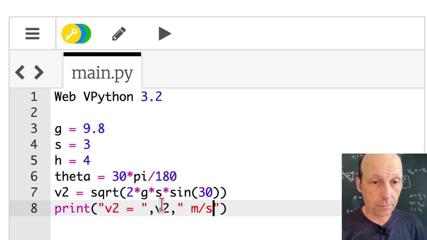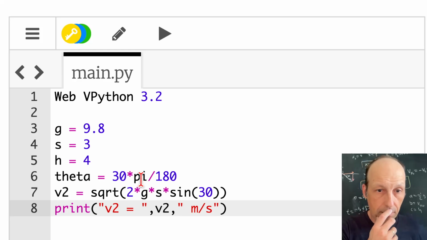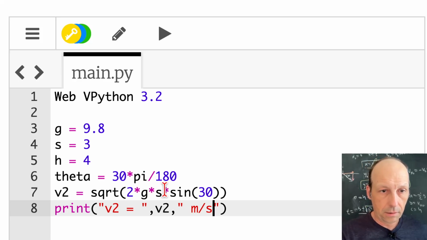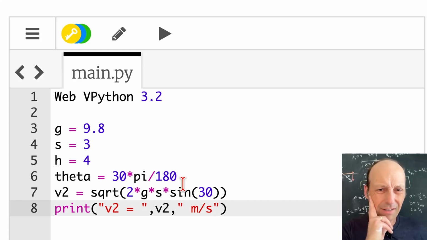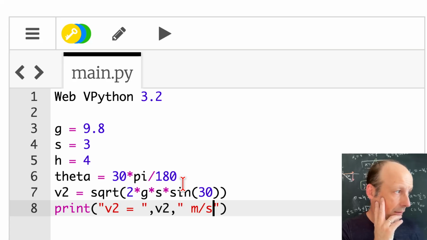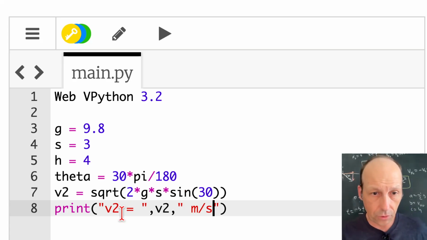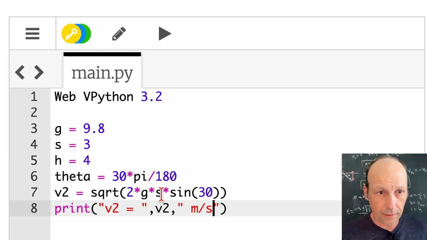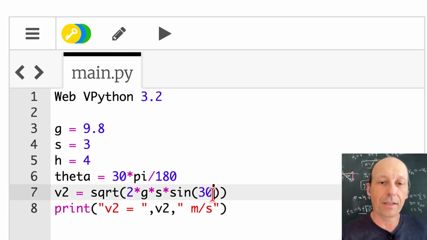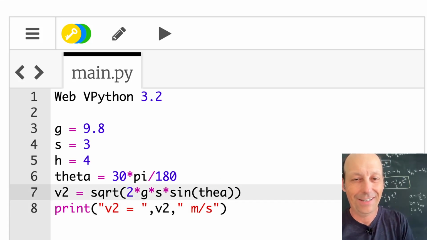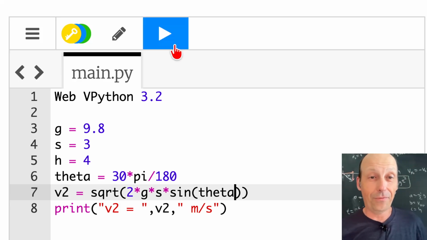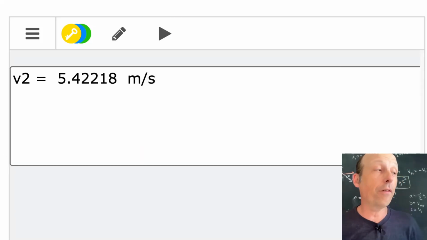Not a number. How is that not a number? Square root of 2 times g times s times sine of theta. 2gs sine theta. Oh, sine of 30. That's why. Wow. I was going to have to figure something out there for a second. Okay. 5.42 meters per second.